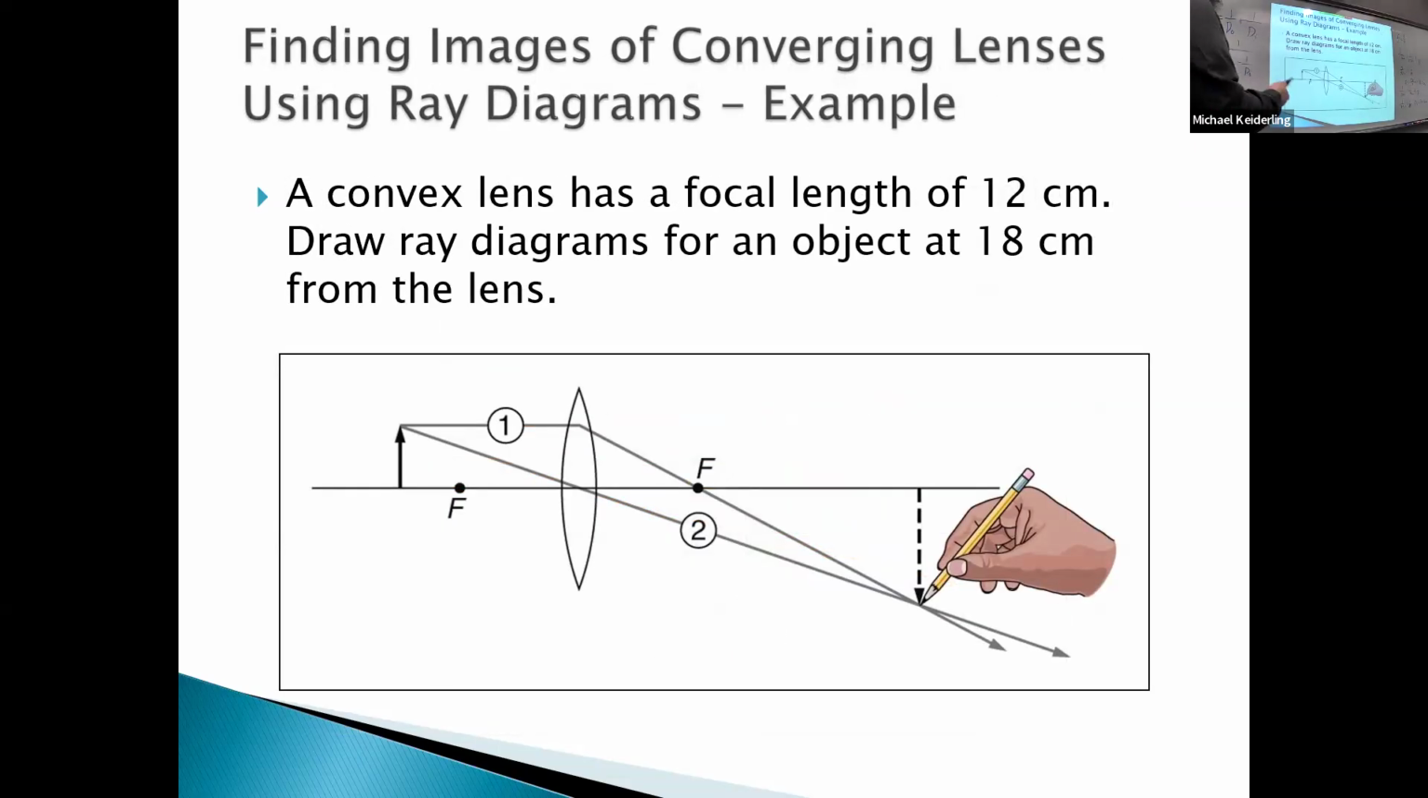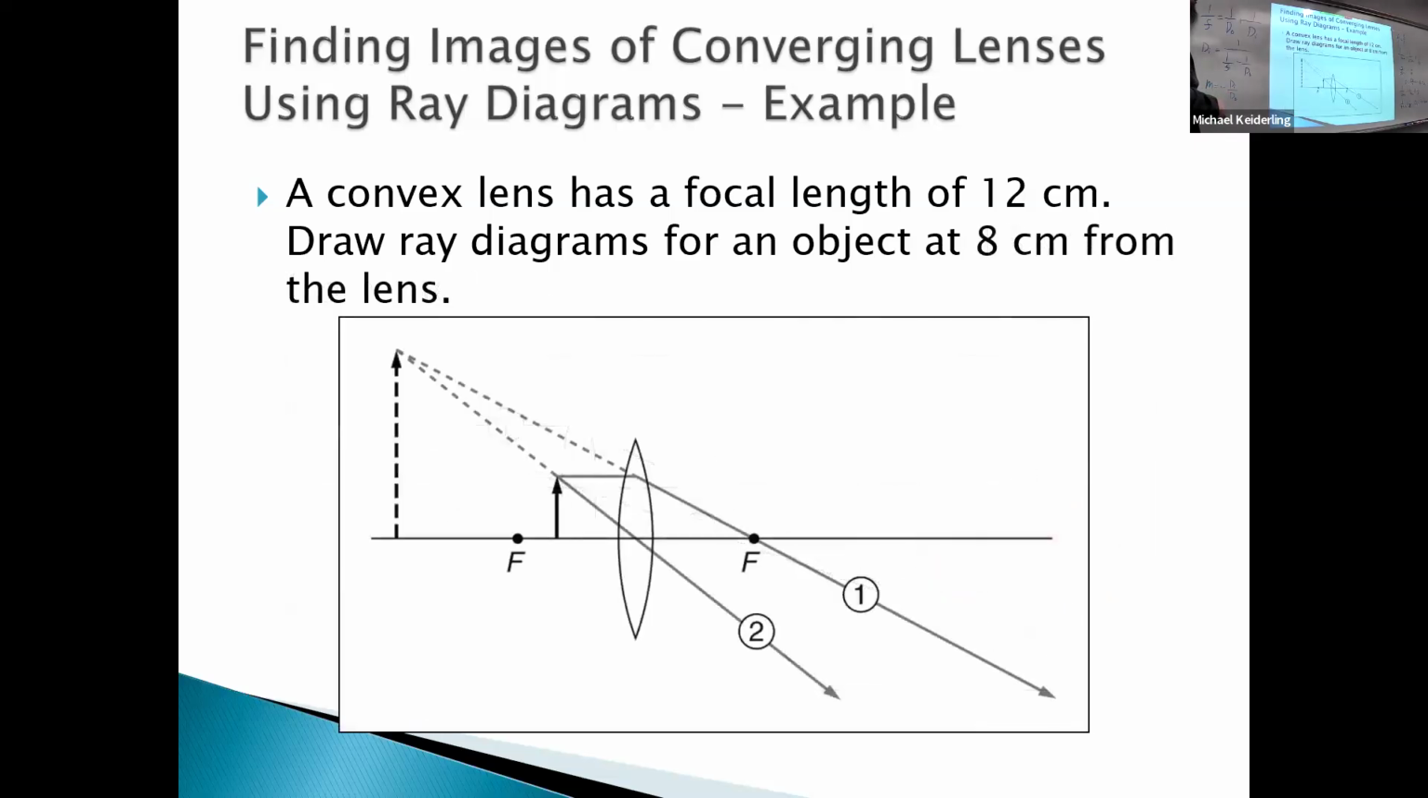If a convex lens has a focal length of 12 centimeters, we can draw ray diagrams for an object 18 centimeters from the lens. We will get an image that is real, inverted, and larger than the object. Here is one with the same 12 centimeter lens, but now the object is 8 centimeters from the lens. So now we're inside the focal length, and we get a virtual image that is bigger than the object. This is acting as a magnifying glass.